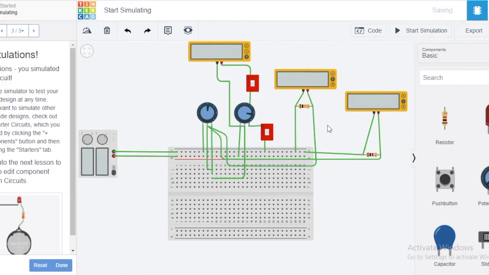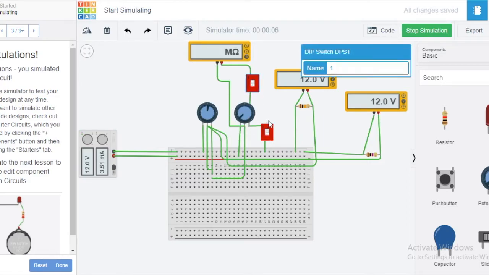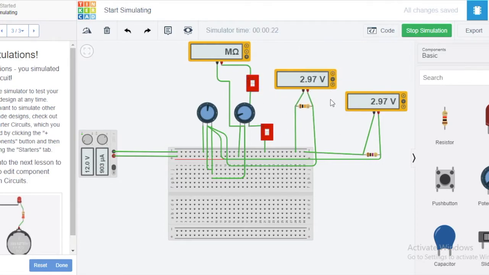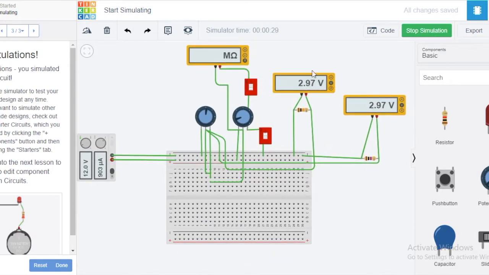Okay, for the meter A and B we connect together and find the value. Okay, for 100 we can get 12, same. Okay, for the 90 we get 2.97. It's the same result as for the meter A. This means the meter A and B together gives the same result as only meter A.